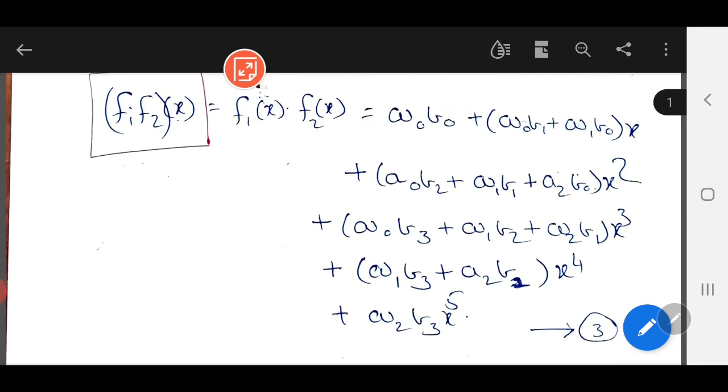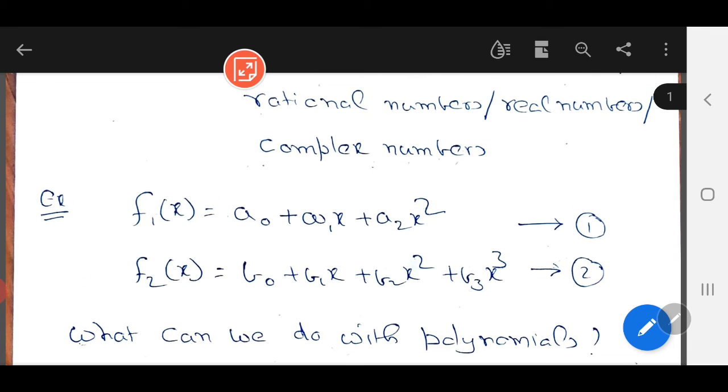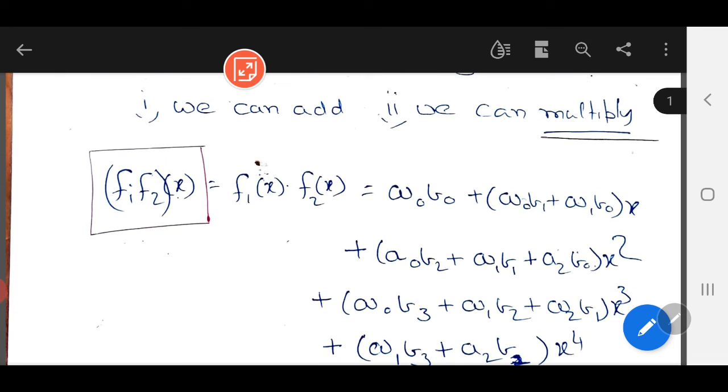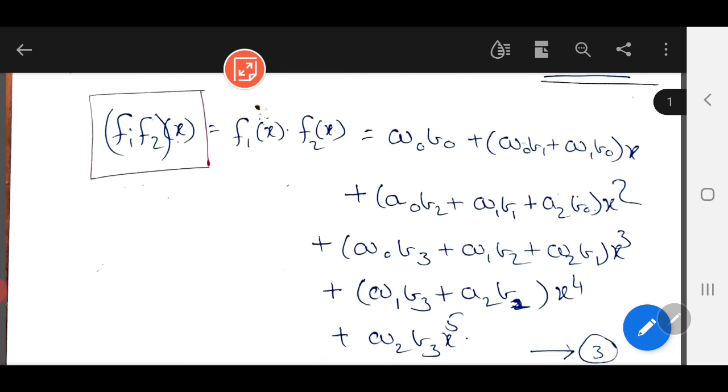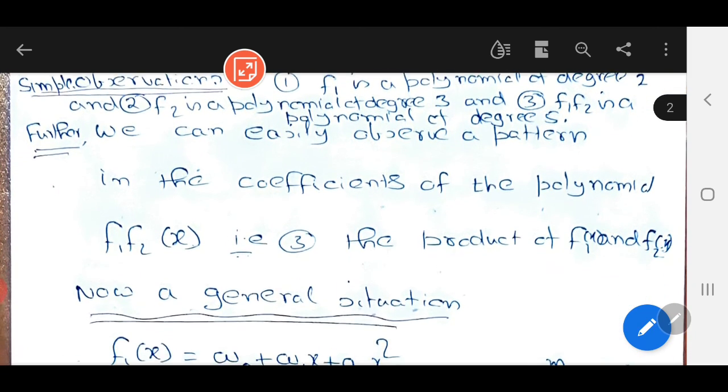Look at the constant term. When we have f1 of x as this and f2 of x as b0 plus b1x plus b2x square plus b3x cube, in the product the constant term is a0 b0 and the coefficient of x is a0 b1 plus a1 b0. The coefficient of x square is a0 b2 plus a1 b1 plus a2 b0. Likewise, we have this one. We are able to see a pattern in the coefficients of x power i. That is the most important observation.